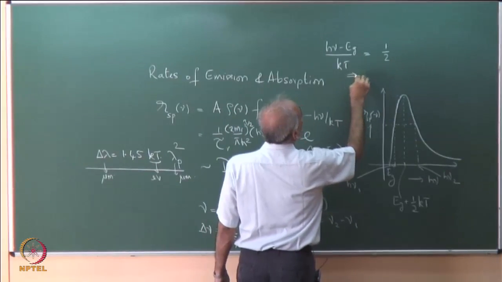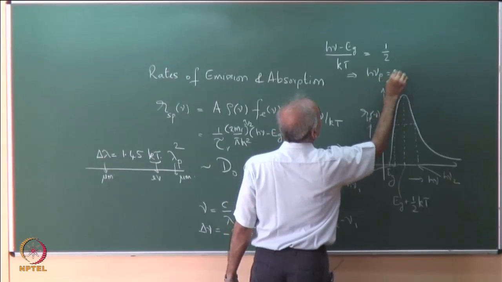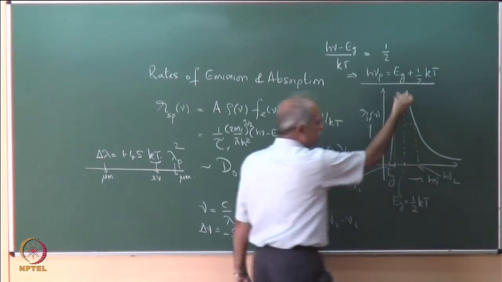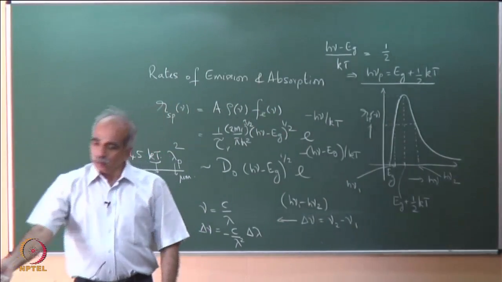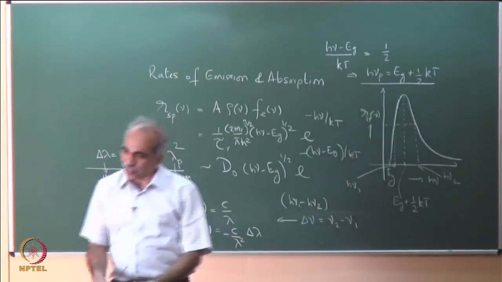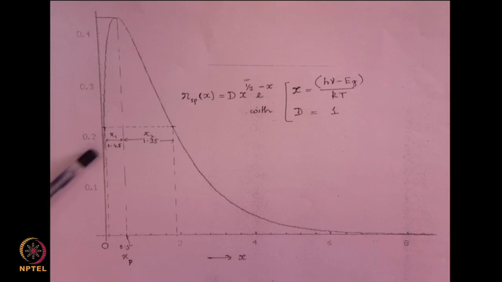This implies h nu is equal to h nu p is equal to E g plus half k t, as I had written earlier here. So, the point is actually you get a shape like this, and how you can find out at half the maximum value, you find out what is the value of x here and what is the value of x here, and find out the difference between them to find out the delta lambda, line width of a given source. The equation cannot be solved analytically, you have to numerically solve, or graphically you can obtain the solutions and get the expression.